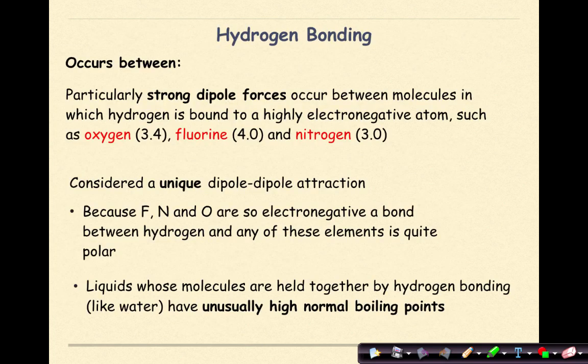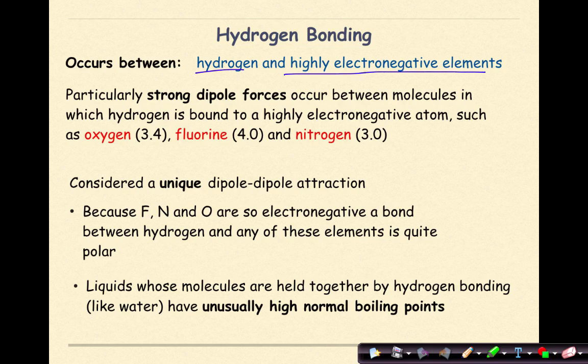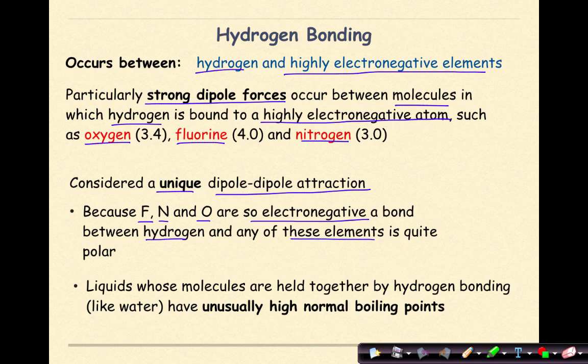Hydrogen bonding occurs between hydrogen and highly electronegative elements. Particularly strong dipole forces occur between molecules in which hydrogen is bound to a highly electronegative atom, such as oxygen, fluorine, and nitrogen. Considered a unique dipole-dipole attraction, hydrogen bonding actually falls under dipole-dipole forces. Because fluorine, nitrogen, and oxygen are so electronegative, a bond between hydrogen and any one of these elements is quite polar. Liquids whose molecules are held together by hydrogen bonding, like water, have unusually high normal boiling points.